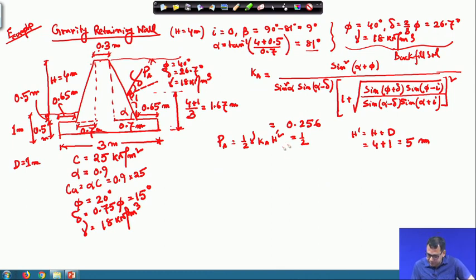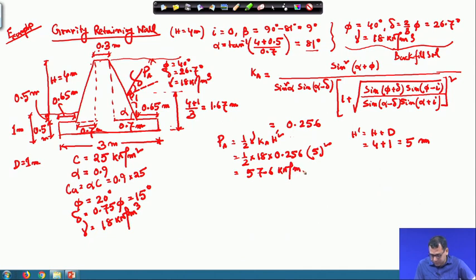So, I can write this is equal to half into unit weight, here unit weight is 18, K A is 0.256 and this is 5 square. So, this value is 57.6 kilonewton per meter.